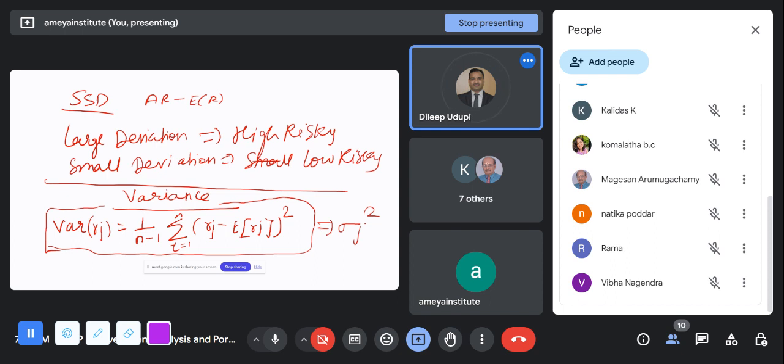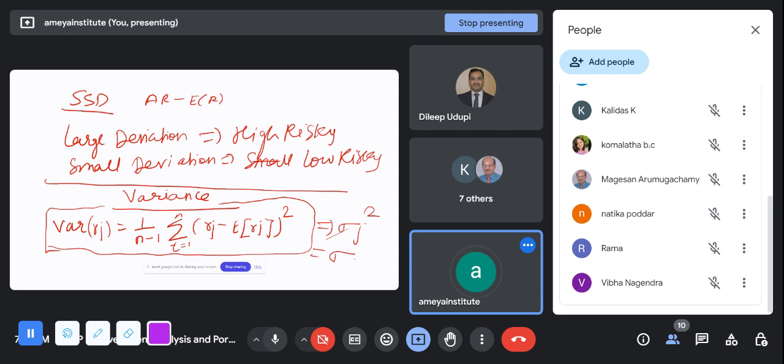What is sigma squared here? It's nothing but the variance of a stock. If I remove the square from this sigma, then what is left? Only sigma j. Sigma j means what? It's the standard deviation of the stock. Is the concept clear?